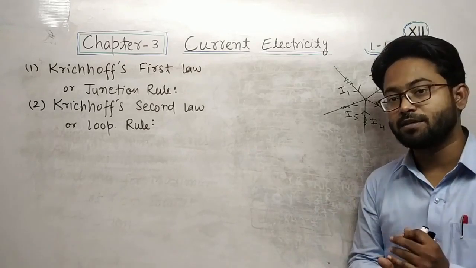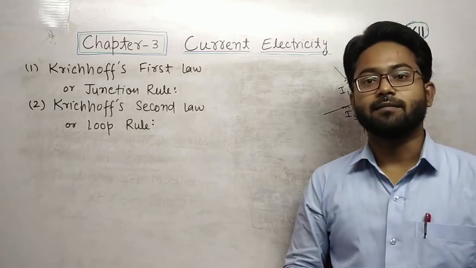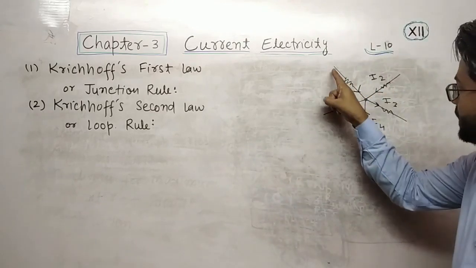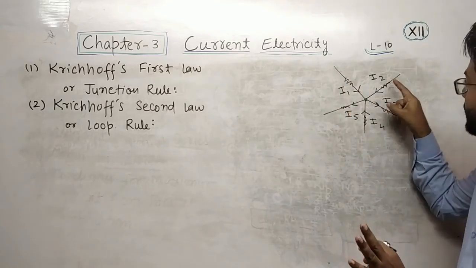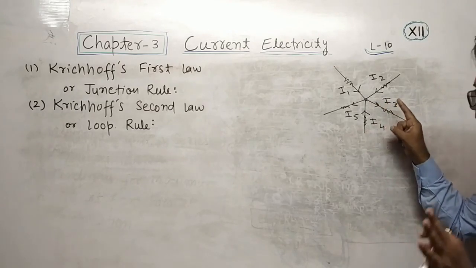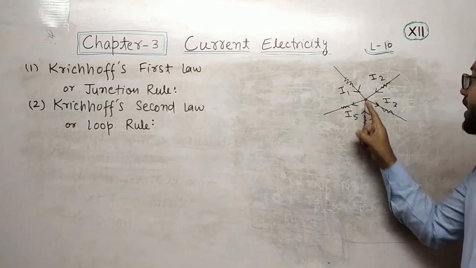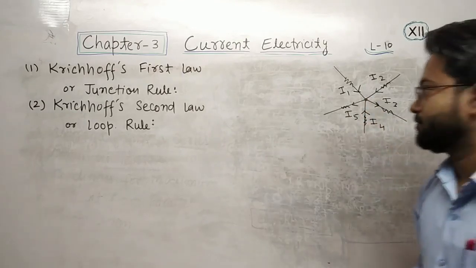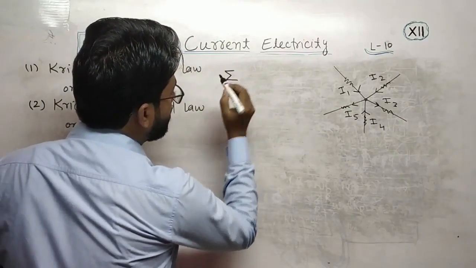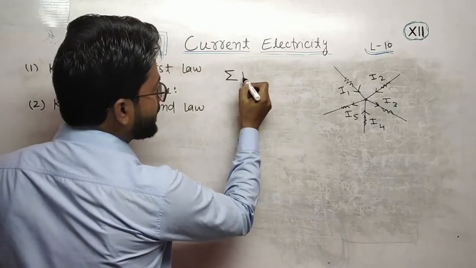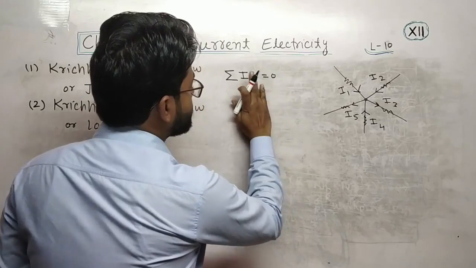What do you mean by algebraic summation? Algebraic sum is the summation with sign, meaning positive or negative. If the current is coming toward the junction, you can take it as positive. This is also positive. Current I3 is leaving the junction, so you can take this as negative, and I4 positive and I5 negative. How will I write it? The algebraic sum of all the currents meeting at a point is equal to 0.